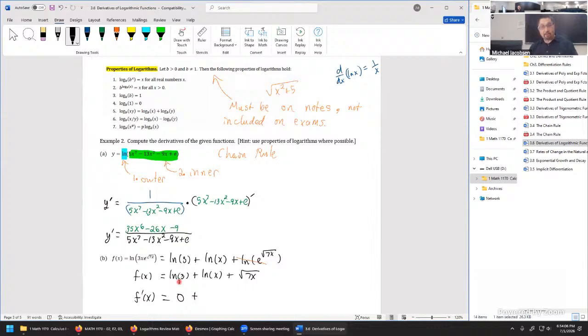We have to train our eyes, like we mentioned before, on recognizing what parts are constants and what parts are not constants. Not constant means for differentiating with respect to x, x occurs. So that one's an ordinary natural log x. Its derivative is 1 over x. And finally, we have that derivative to take.